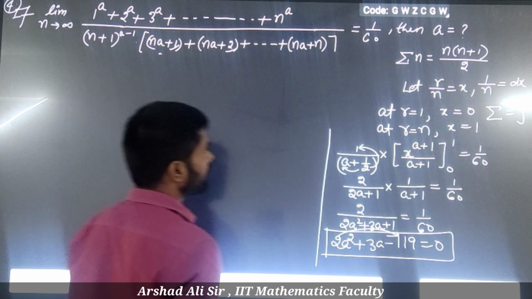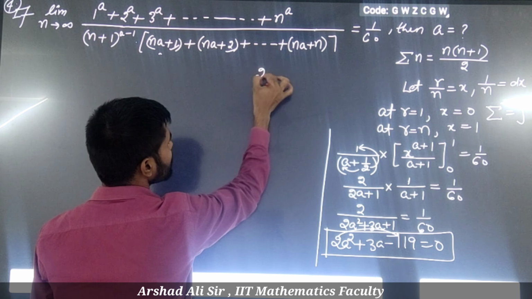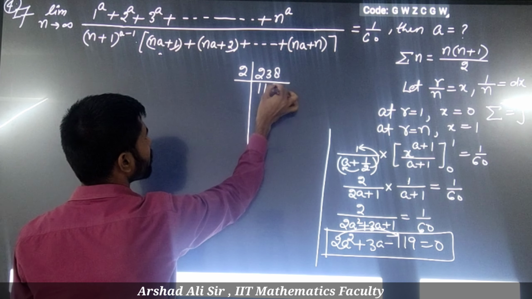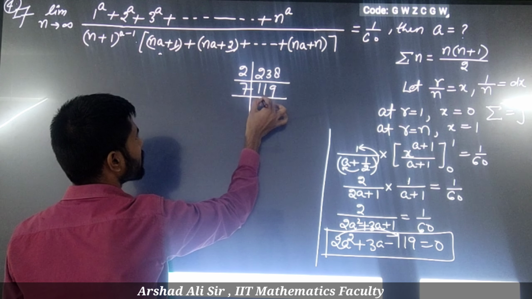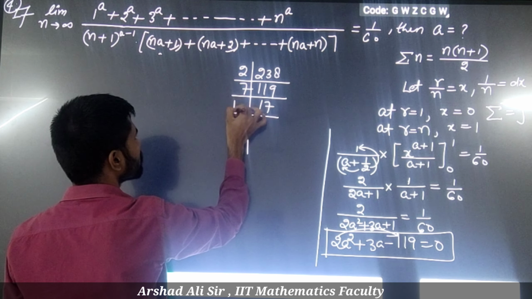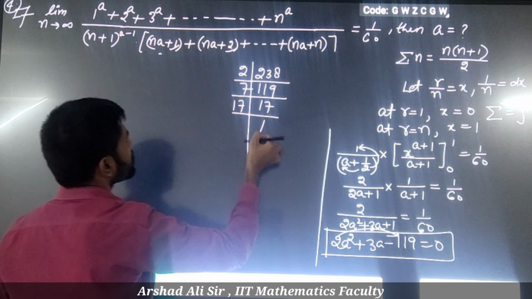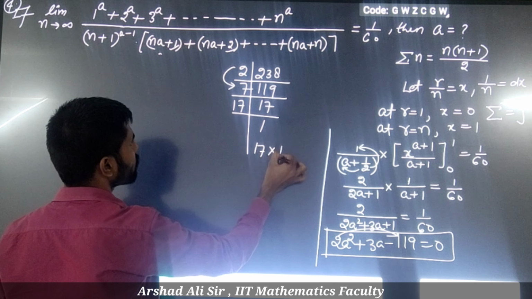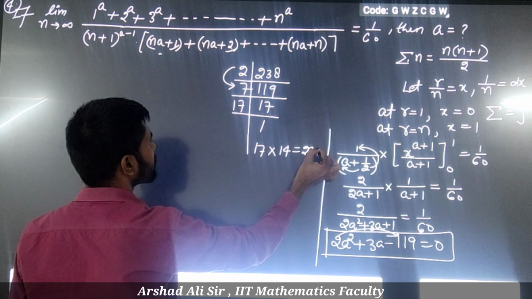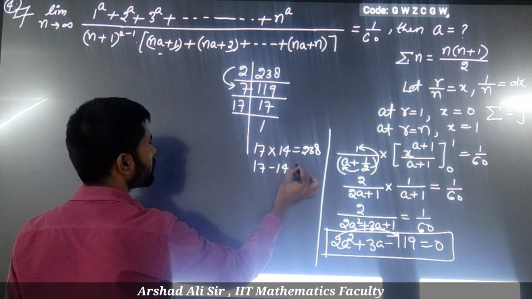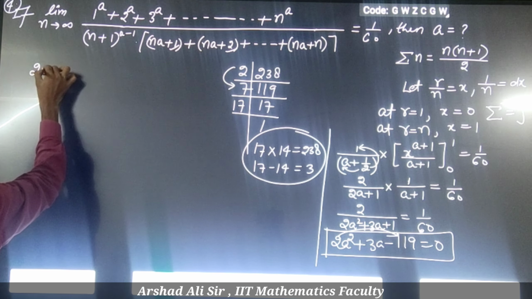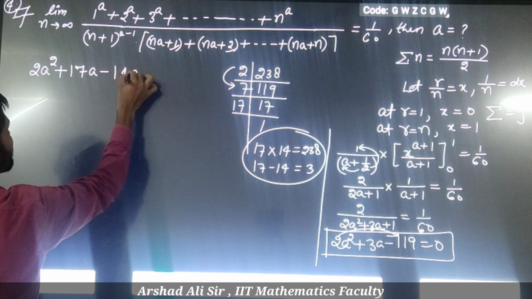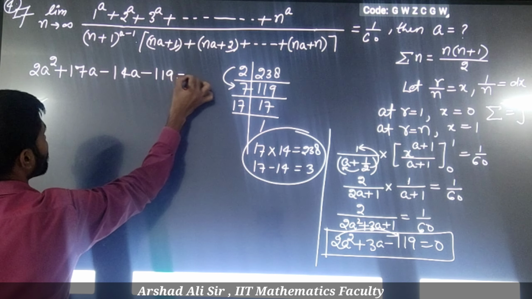2 multiplied by 119 will be 238. So what are the factors? Divide by 2, it will be 119. Now divide by 7, so it will be 17. So 17 and 14: 17 multiplied by 14 will be 238, and 17 minus 14 will be 3. So 2a square plus 17a minus 14a minus 119 equal to 0.